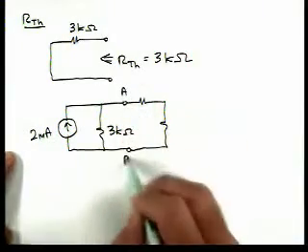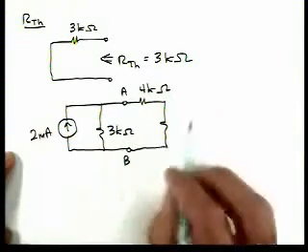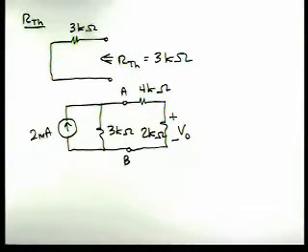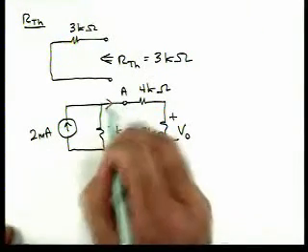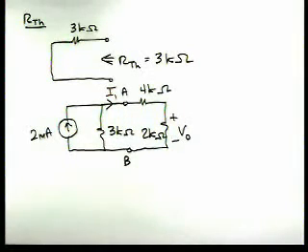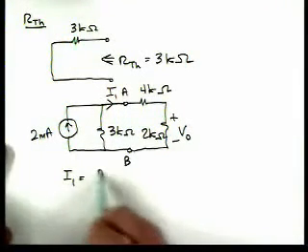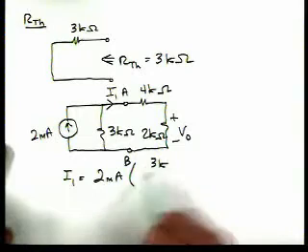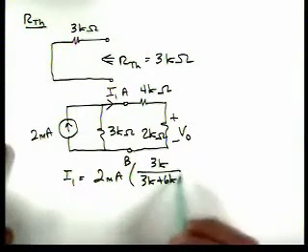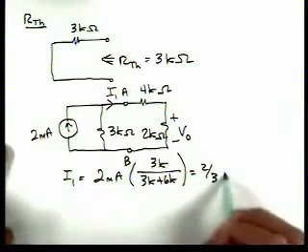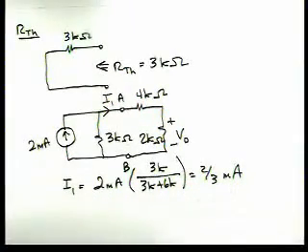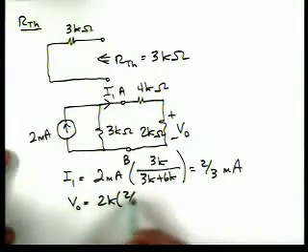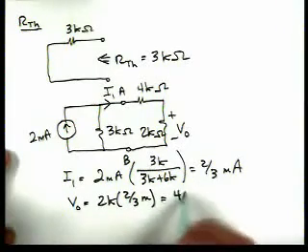Here's where we broke the circuit. 4 kilo ohms, 2 kilo ohms. Here's V0. Now I want to calculate the current I1 using current division. So I1 is 2 milliamps. We want the current through this outside loop, so we have 3K over 3K plus 6K. That gives us 2/3 of a milliamp. So then V0 is 2K times 2/3 of a milliamp, and it gives us 4/3 of a volt.